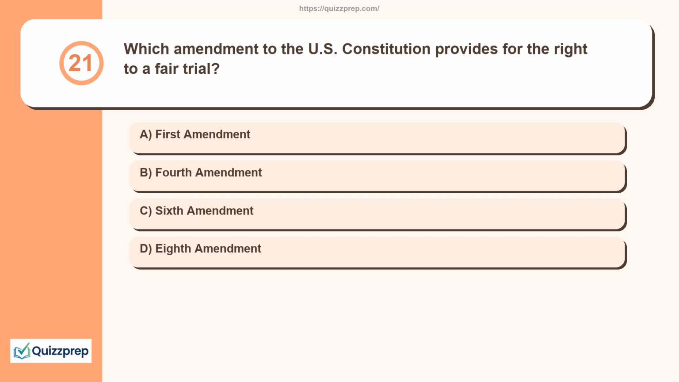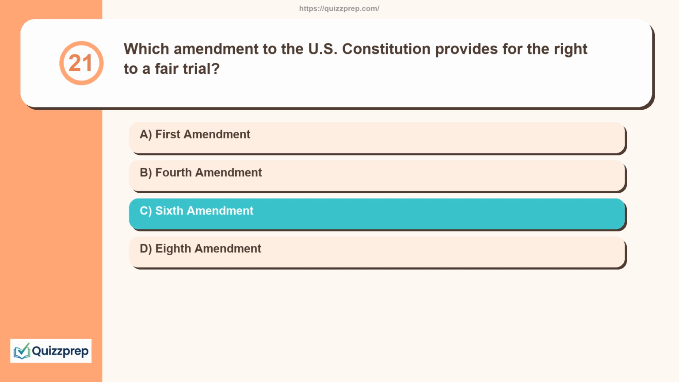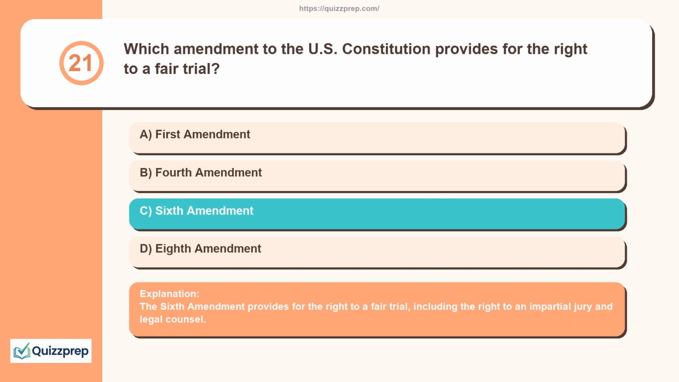Question 21. Which amendment to the U.S. Constitution provides for the right to a fair trial? First Amendment, Fourth Amendment, Sixth Amendment, Eighth Amendment. The Sixth Amendment provides for the right to a fair trial, including the right to an impartial jury and legal counsel.